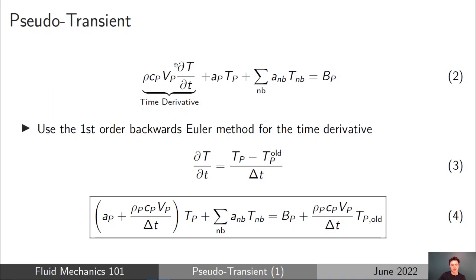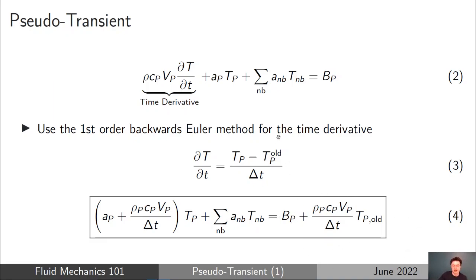And if you substitute that into equation 2 for the derivative of temperature with time and rearrange, you find that we end up with this equation here, equation 4, which is the same form as the steady state energy equation we saw on the previous slide. We've got an AP, TP, plus a summation of the fluxes of energy from the temperatures of the cells that neighbour our current cell, and then we've got some source terms on the right hand side.